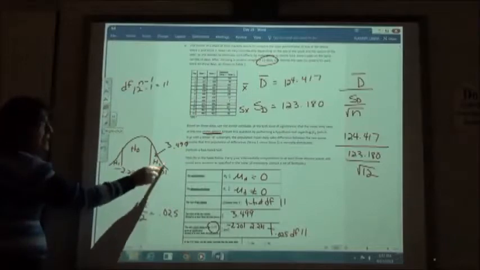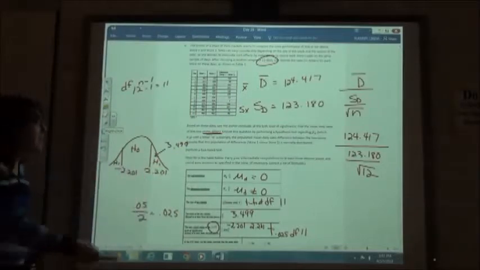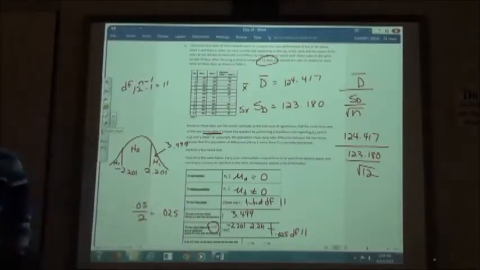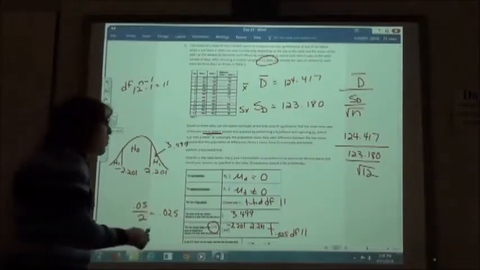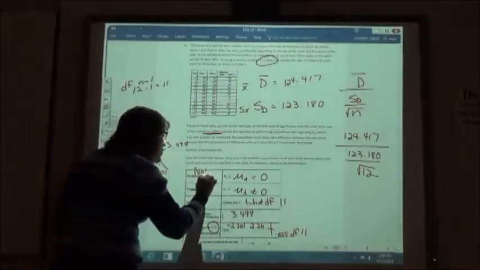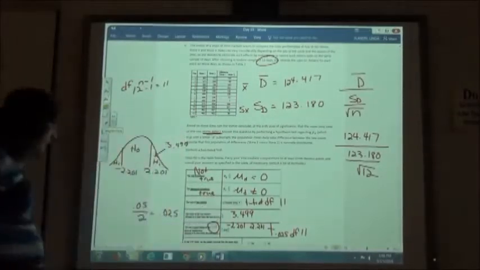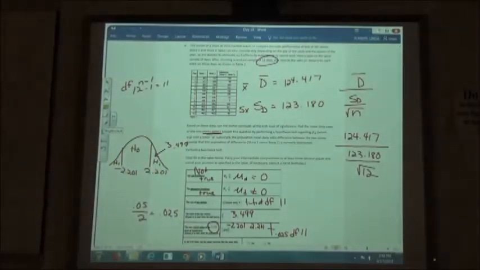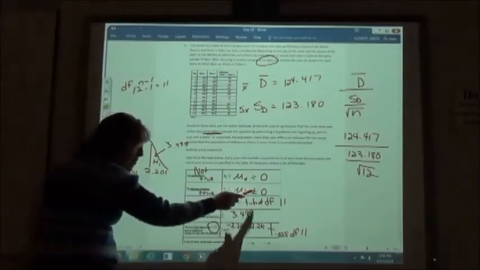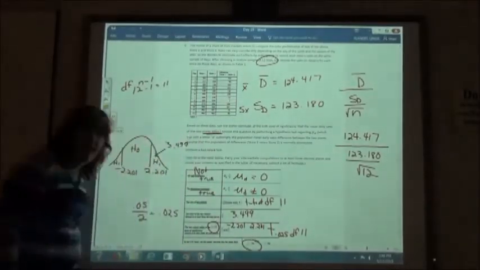3.499. That means that we're going to accept the alternative hypothesis, that the null is the one that's not true. So this one's not true. This one is our true statement. Can we conclude that they differ? Yes, they do differ. They're not equal. So yes, we're saying the not equal is true. So yes, they do differ.